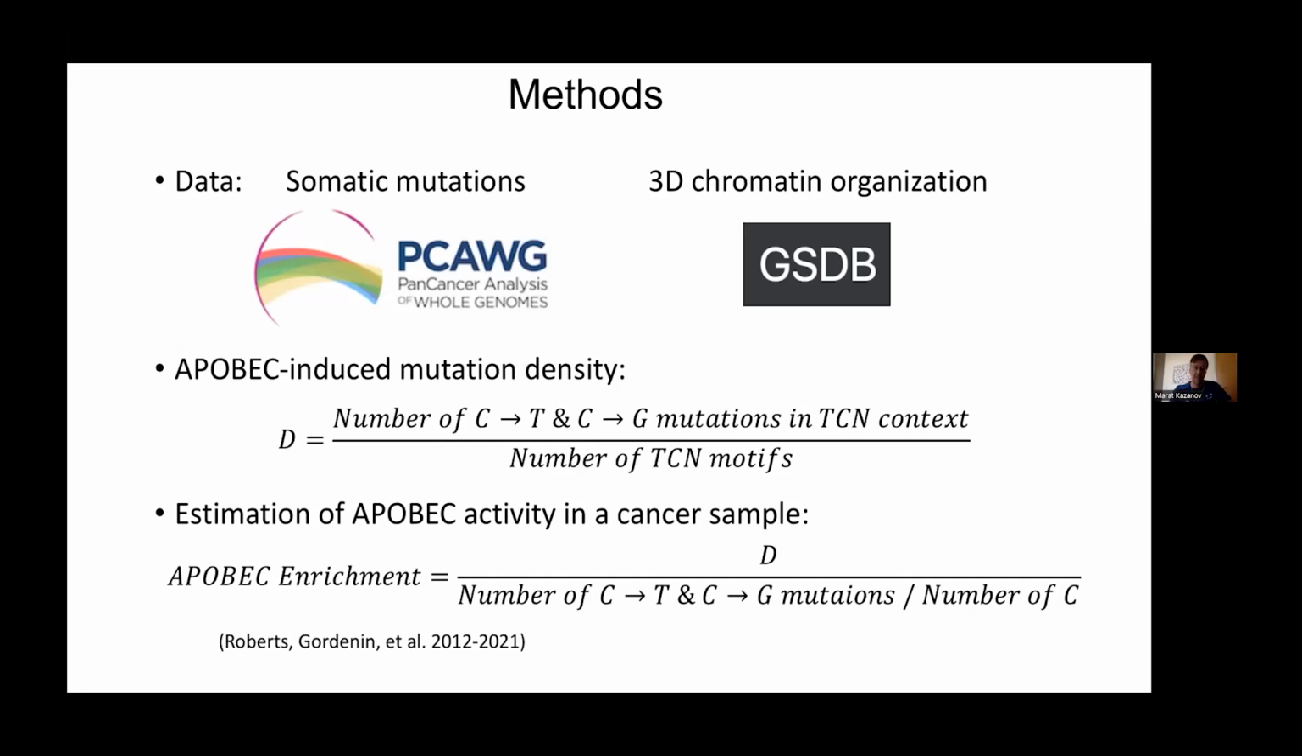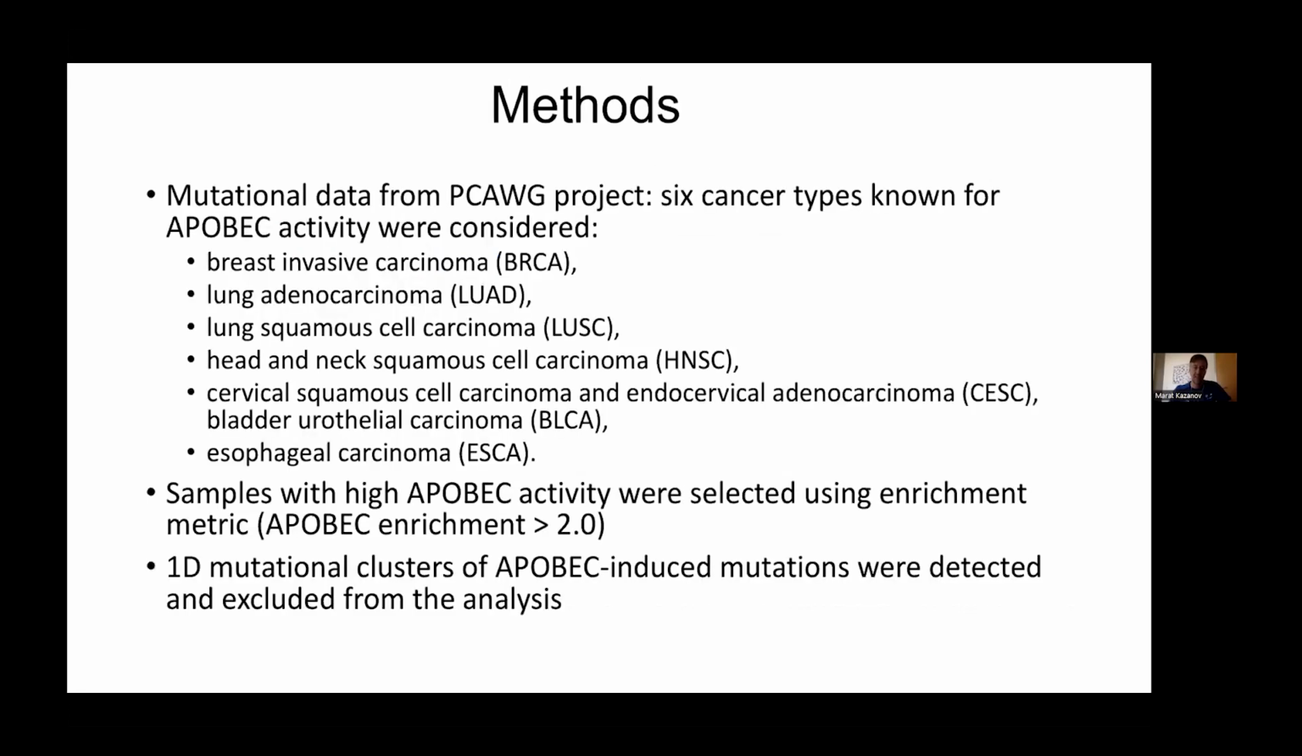So we selected samples with APOBEC enrichment higher than the 2.0 value, and we applied this only for the cancer types known for APOBEC activity. This is breast cancer, lung cancer, head and neck cancer, cervical cancer, and esophageal carcinoma.